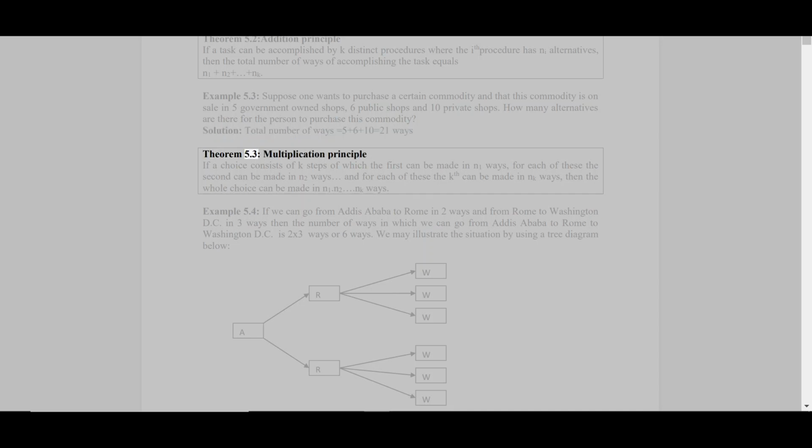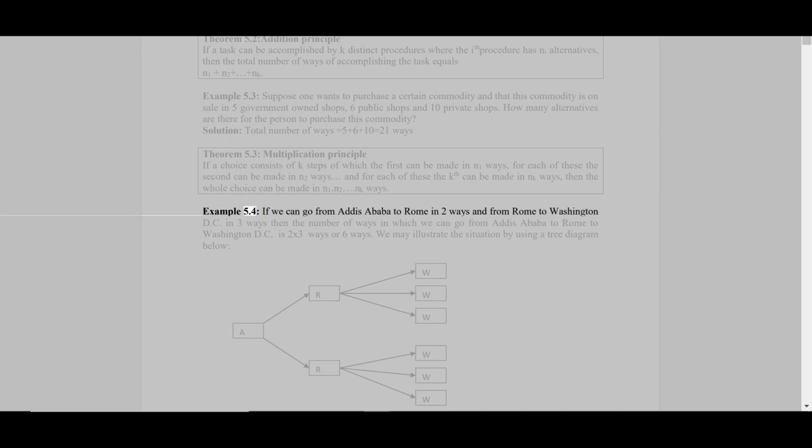Theorem 5.3, Multiplication principle. If a choice consists of k steps of which the first can be made in n1 ways, for each of these the second can be made in n2 ways, and for each of these the kth can be made in nk ways, then the whole choice can be made in n1 times n2 times ... times nk ways.